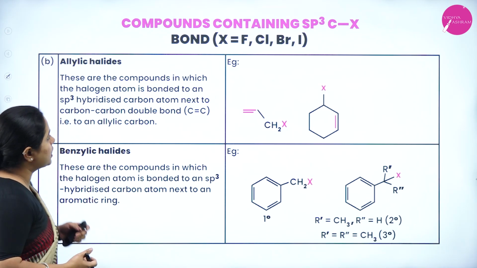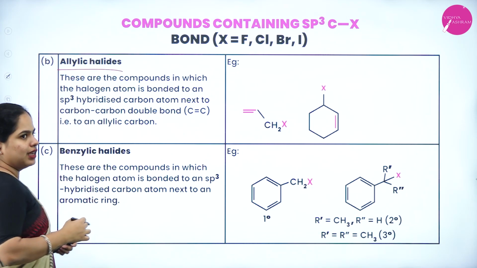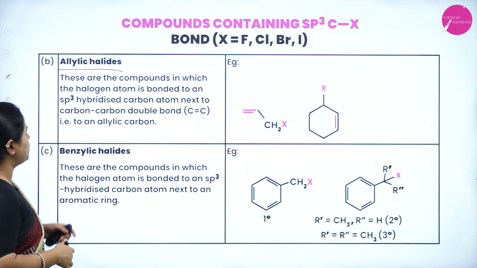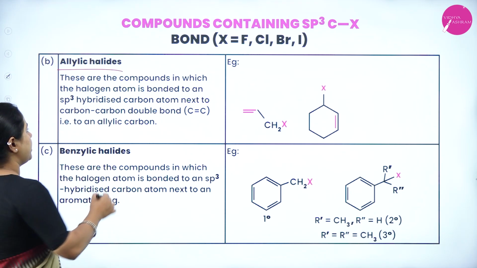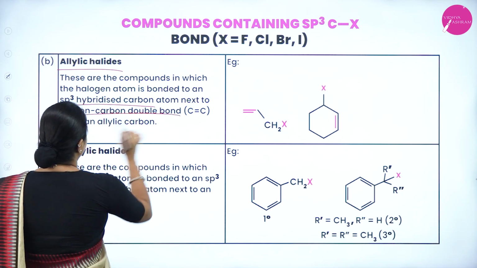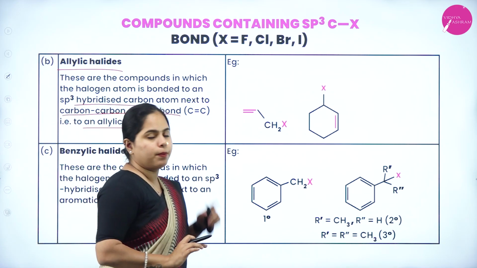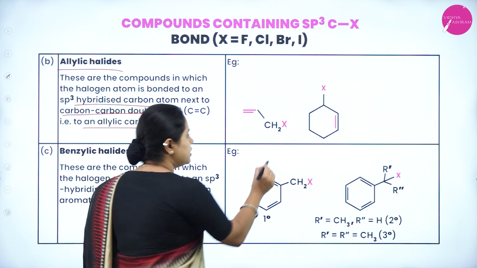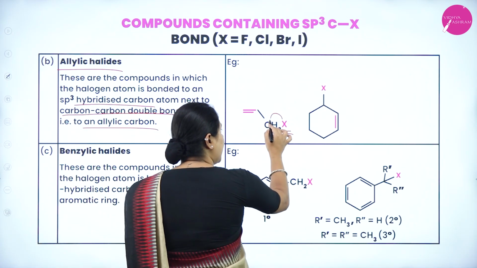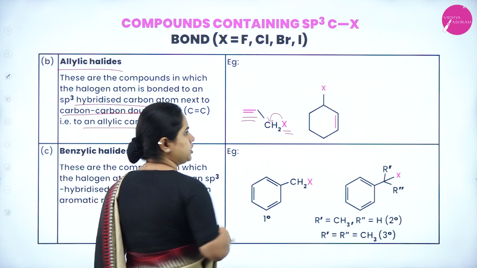So the next classification under sp3 hybridized carbon is allylic halides. Now, what are allylic halides? This is a new term for you. These are the compounds in which the halogen atom is bonded to an sp3 hybridized carbon atom next to a carbon-carbon double bond, that is, to an allylic carbon. So what does that mean? Let's understand from this particular compound. This is your halogen atom. The halogen is attached to a carbon which is adjacent to a double bond which is present.